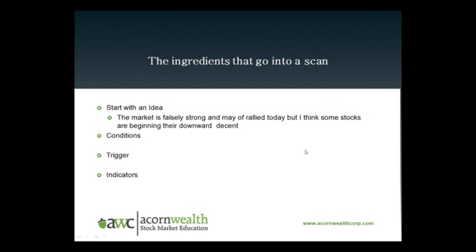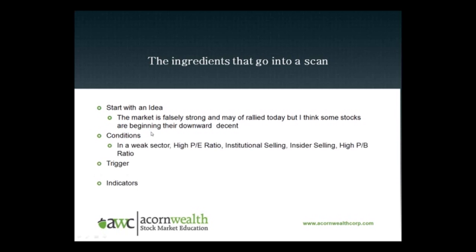Well, the next thing we would then need to do is we need to say, well, what types of stocks, if we were right, would suffer? Which ones would be the most susceptible to weakness? Well, this is where we bring in our conditions. And we say, all right, well, let's look for stocks in a weak sector. And to identify the weak sector, we can look at the charts of each of the spiders and see which one has the smart money flowing out of it. So we look at the weakest sector.